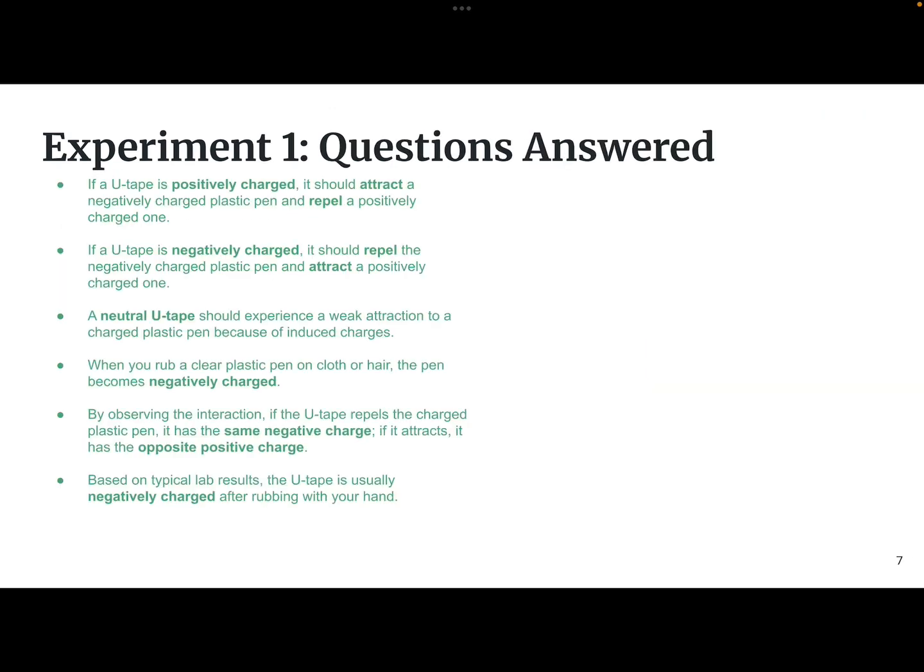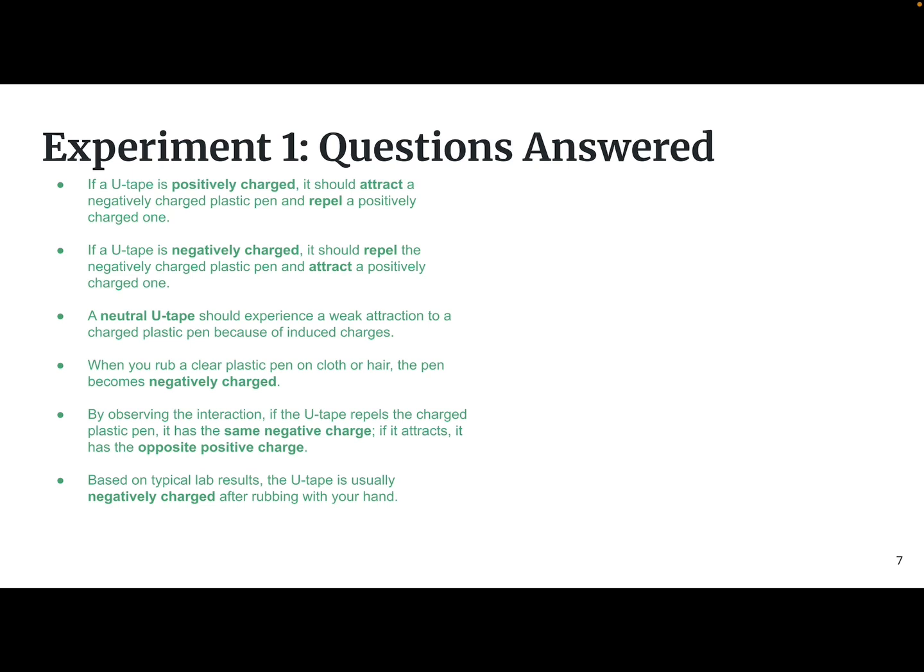Now here are some questions that we were asked. If a tape is positively charged, it should attract a negatively charged plastic pen and repel a positively charged one. If a tape is negatively charged, it should repel the negatively charged plastic pen and attract a positively charged one. A neutral tape should experience a weak attraction to a charged plastic pen because of induced charges.